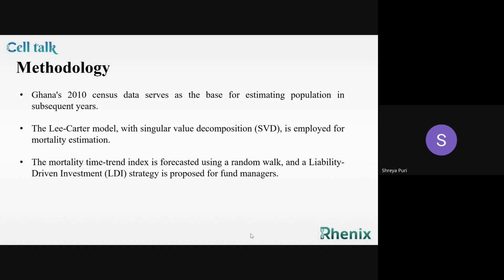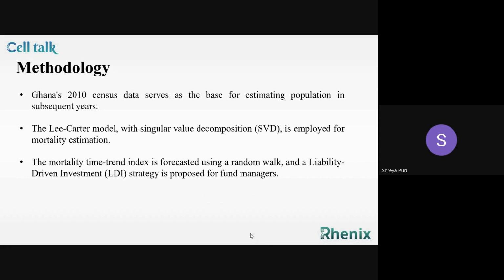Methodology. Ghana's 2010 census data served as a base for estimating the population in subsequent years. The Lee-Carter model with singular value decomposition, SVD, is basically dividing matrices into different parts. In this research, it was divided into three different parts. It is employed for mortality estimation.